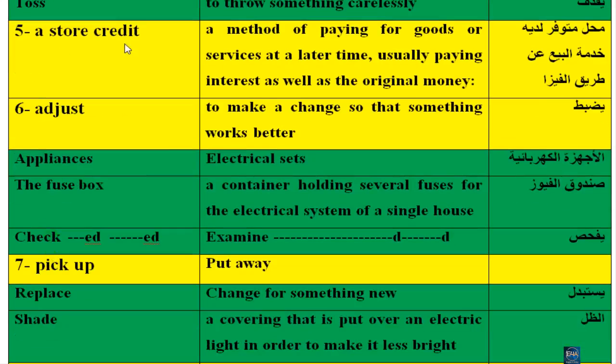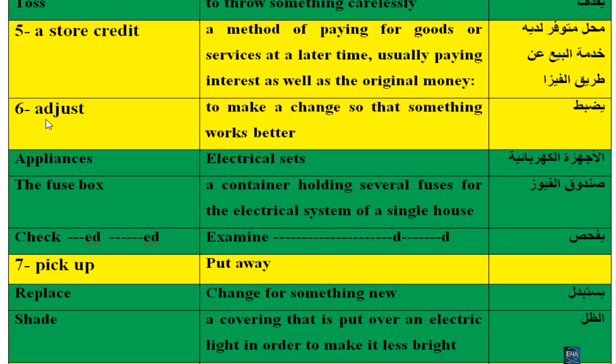A store credit, a method of paying for goods or services at a later time. Usually paying interest as well as the original money.